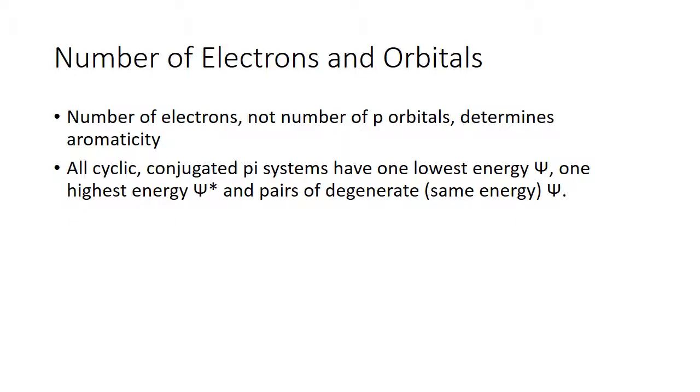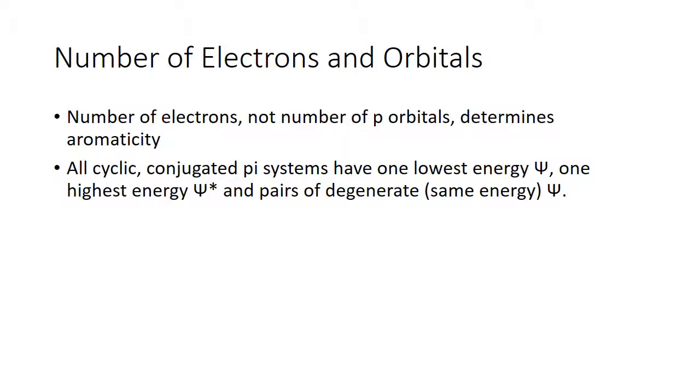So all cyclic conjugated pi systems are going to have an orbital system which puts one pi orbital way down at the lowest energy. If it's an even number of p orbitals participating in the system, you're going to have one highest energy antibonding orbital, and then you're going to have pairs of degenerate pi orbitals going up in energy between the bonding and the anti-bonding.